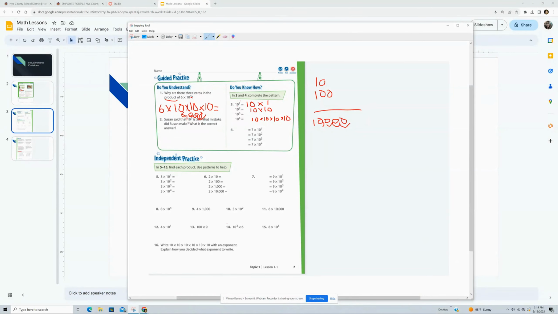So if we look at number 16, we need to write 10 times 10 times 10 times 10 times 10 times 10 with an exponent. Okay, so we need to write 10 with an exponent of how many times our factor is being multiplied. It's being multiplied 6 times. Therefore, our exponent is going to be represented with a 6.